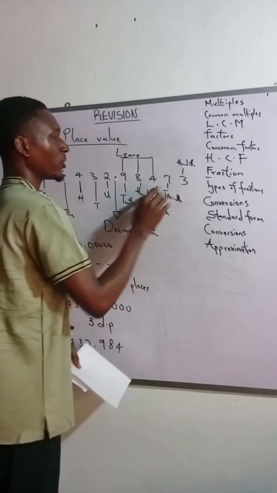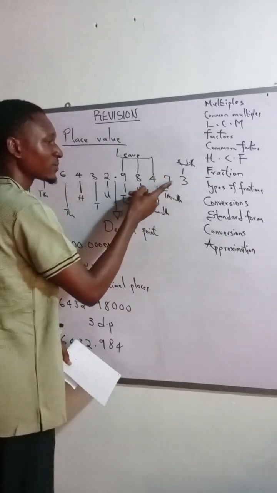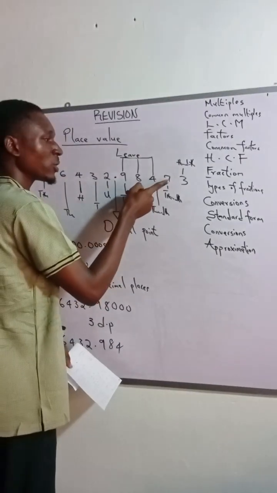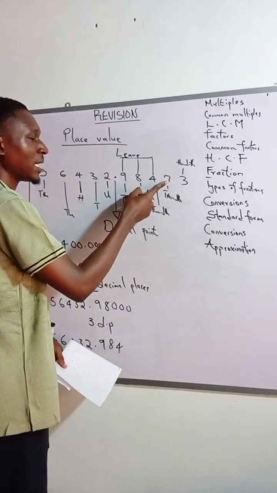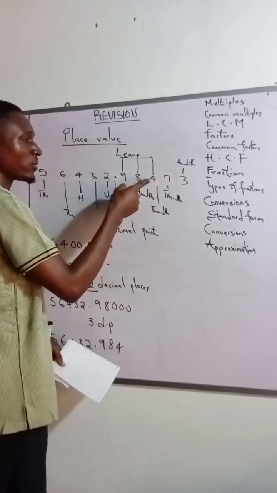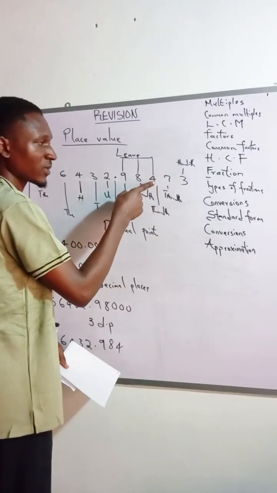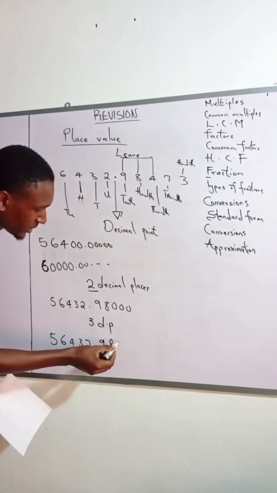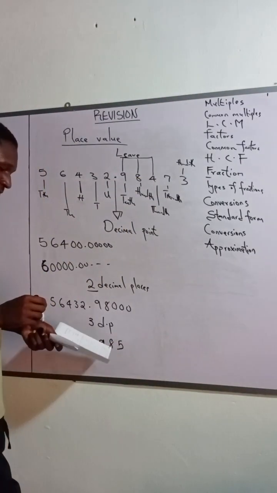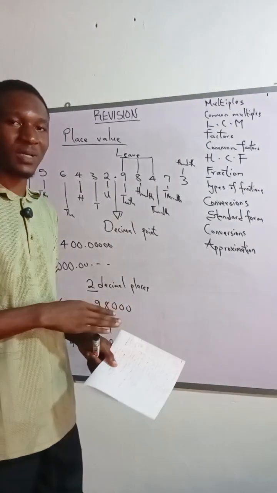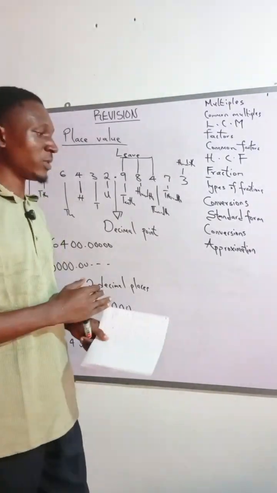Before I change these ones to 0, I'm going to check this first number. Very, very important. Is it up to 5? It is up to 5. This is 7. Therefore, I'm going to round up this 4. I'm going to add 1 to it to make it 5. It's not going to be 4. It's going to be 5. So this is how we round up or round down to what? Decimal places. Approximate to decimal places.